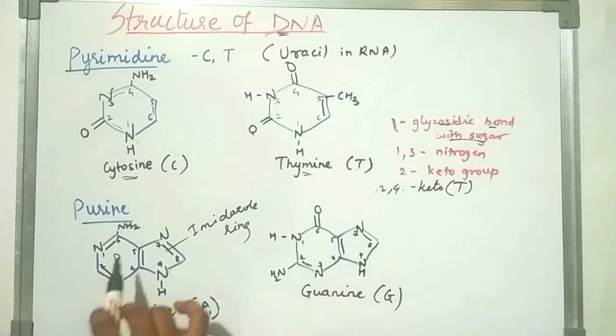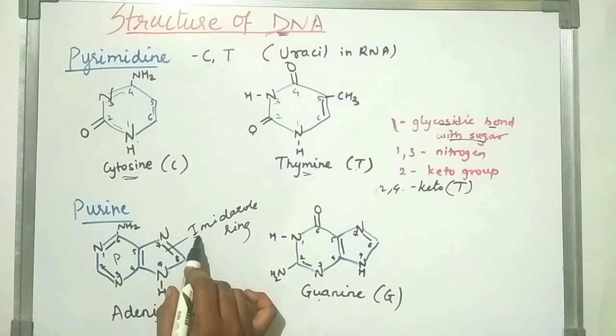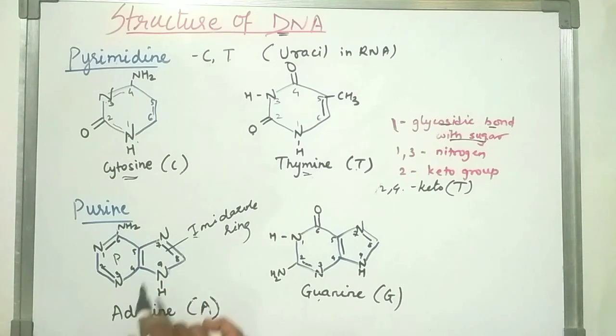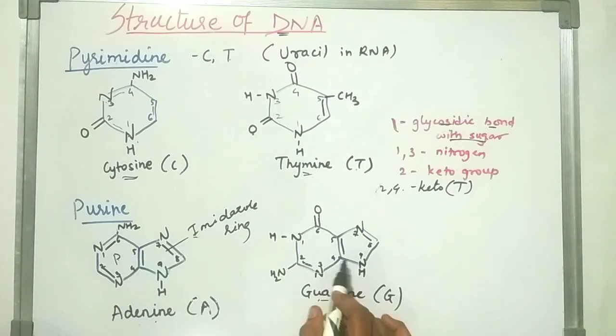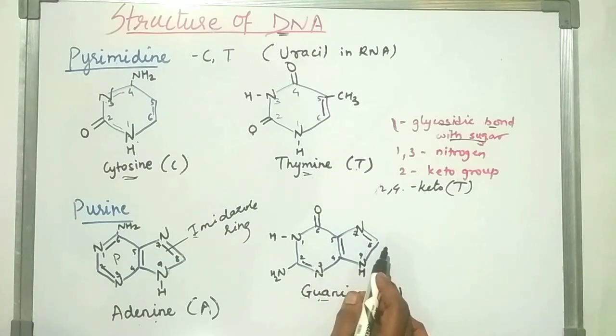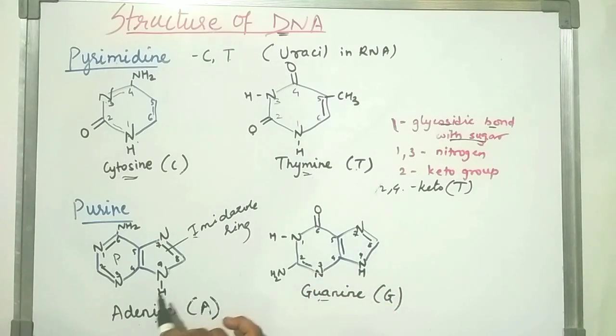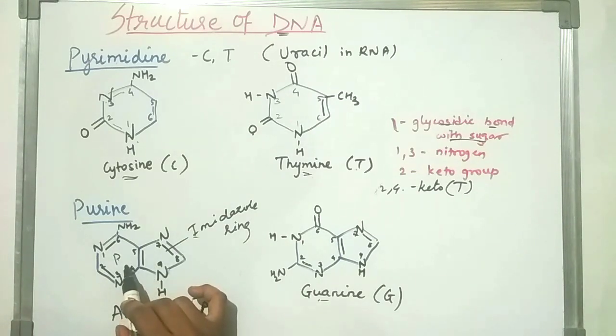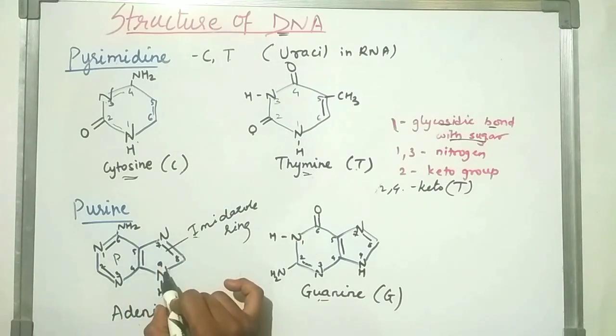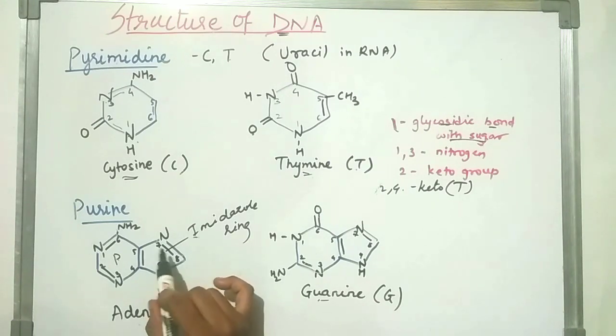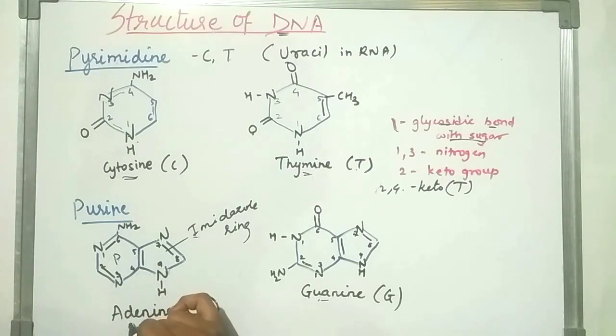Here is the purine structure, a double ring structure, adenine and guanine. Adenine is a pyrimidine structure attached with the imidazole ring. And guanine is again a pyrimidine structure attached with the imidazole ring. You can see that the 7th, 8th, and 9th positions are extra in the purine ring structure.